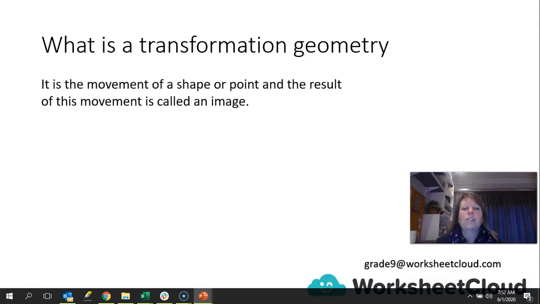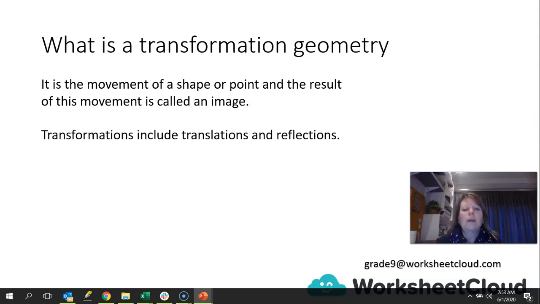Transformation geometry is the movement of a shape or a point, and the result of this movement is called an image. And we say what we're doing is we are mapping one image onto another. So it is the movement of a shape or a point, or we can say a line segment, which is actually a shape, from one point on the Cartesian plane to another.